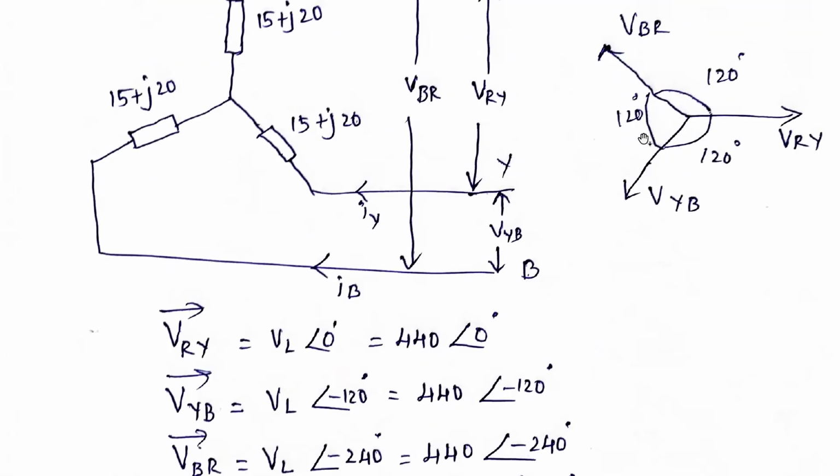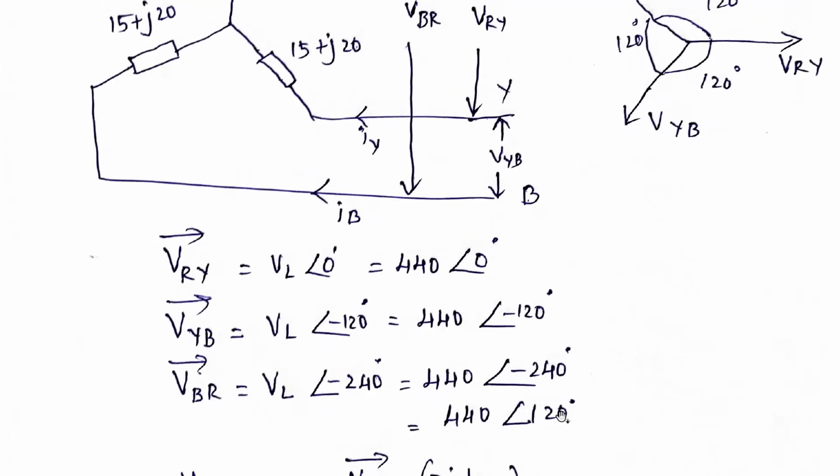So here we can also write minus 120, minus 120, which is the same as minus 240. And with respect to VRY, this is plus 120, so you can also write it as plus 120. Either way, it is the same.